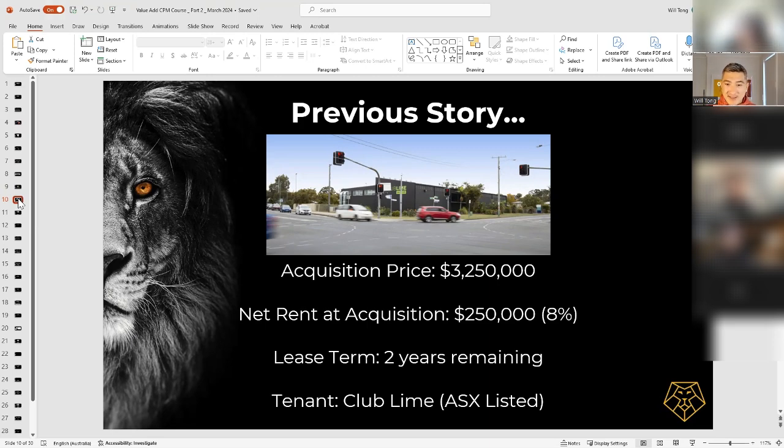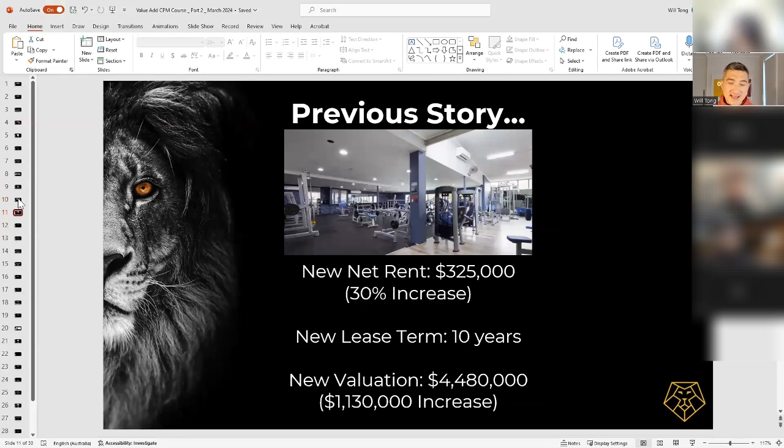At the time, the tenant was paying $250,000 per annum in net rent, which is about 8% net. They had 2 years remaining in the lease, but we knew that what they were paying was under market rent. So fast forward to today, we've actually renewed the lease. We've increased the rent by 30% to $325,000. They've signed a brand new 10-year lease.